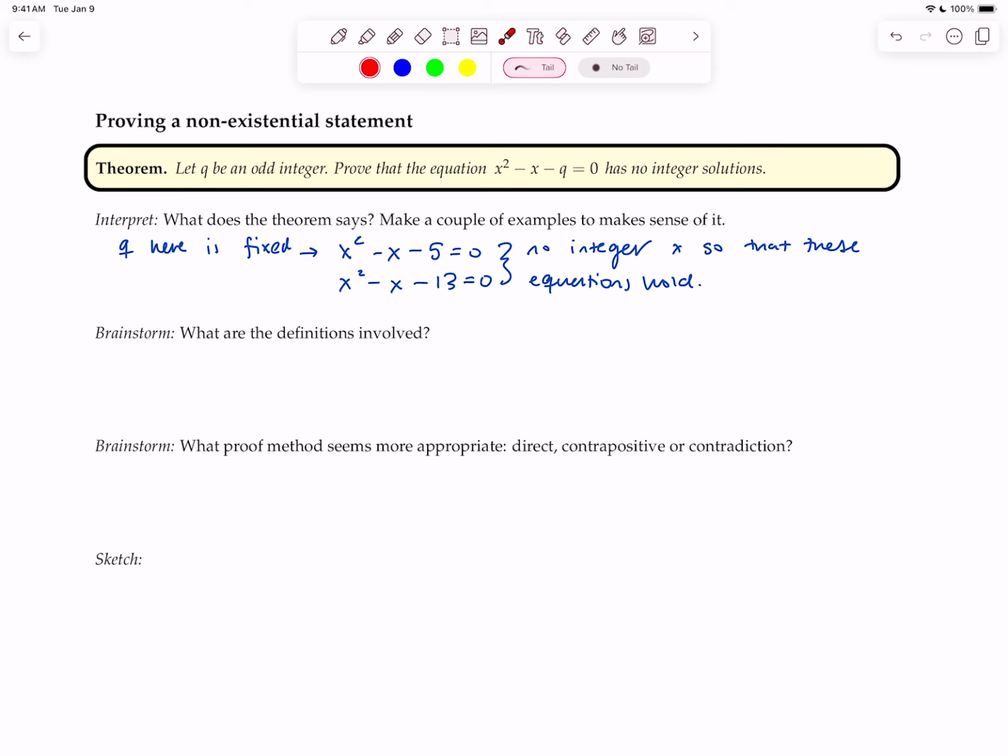Let's brainstorm. So this is strange. We're really saying that q is an odd integer. So we know that q is going to be equal to maybe 2k plus 1 for k in Z. Okay.